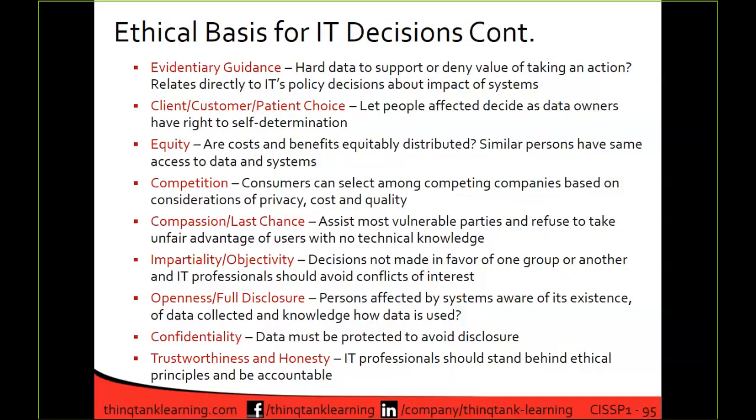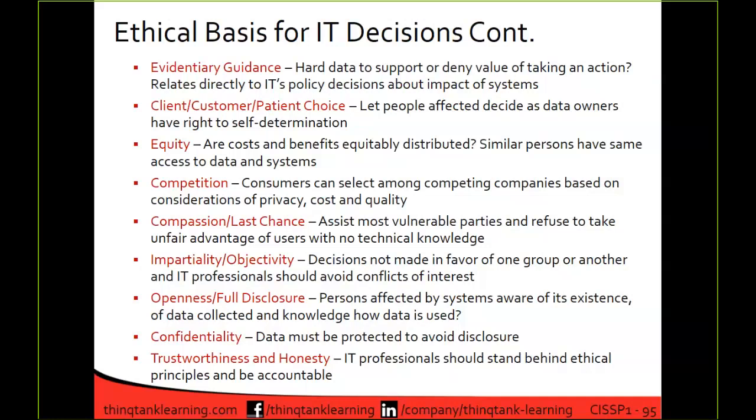All right? The client, customer, patient choice. Let people affected decide as data owners. Well, let me reword this. Let the people affected decide, because they're the data owners. They have the right to self-determination of what happens with their data.